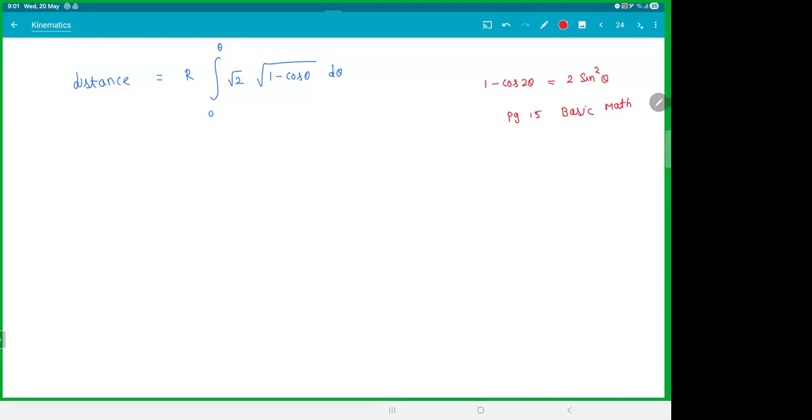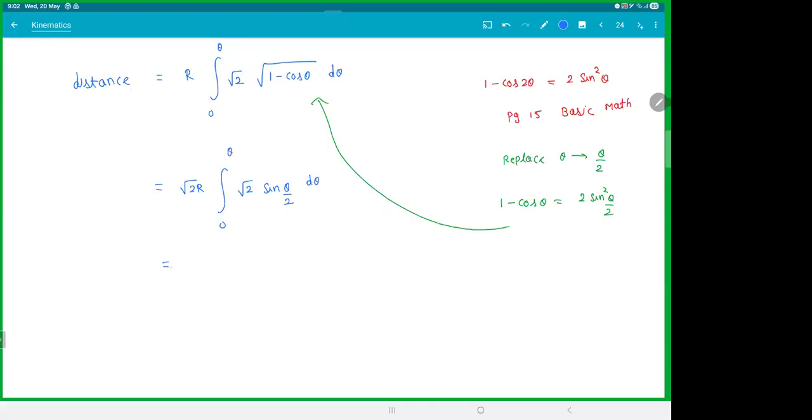Now, in place of theta, replace theta with theta by 2. When you do that, 1 minus cos 2 theta becomes 1 minus cos theta, and 2 sine square theta becomes 2 sine square theta by 2. Take this, substitute here. You can see how many mathematical operations are going on. Integral, that would be root 2. Sine theta by 2 will come out. Root 2 times root 2, that will be 2r.